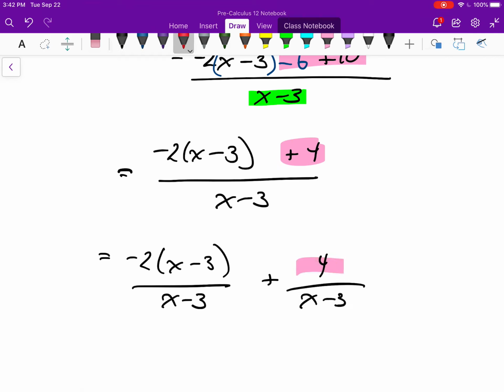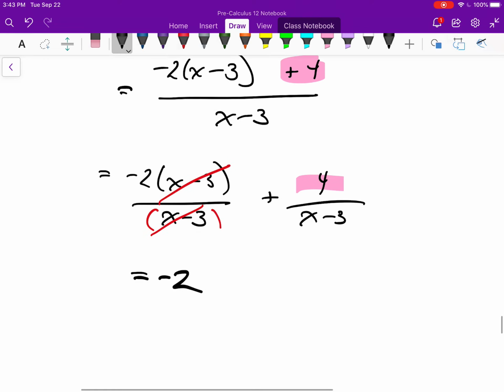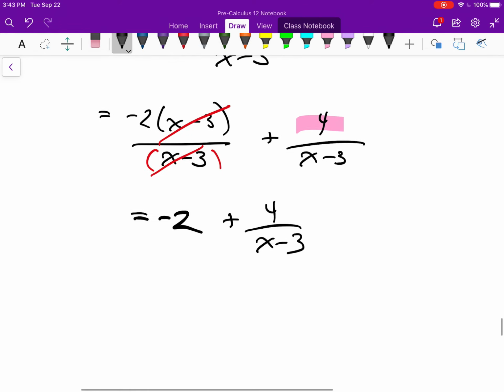At this point, I hope it's pretty clear that these x minus 3's cancel out. And so I have my constant term of negative 2 plus 4 over x minus 3. And I'm done. Usually we put the 4 over x minus 3 first, minus 2.